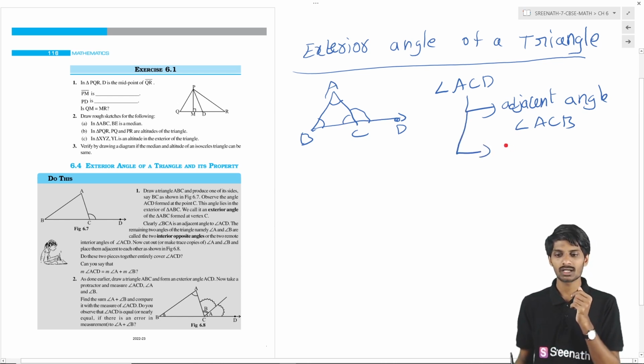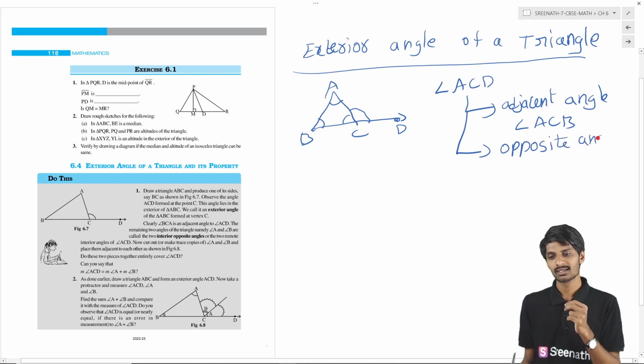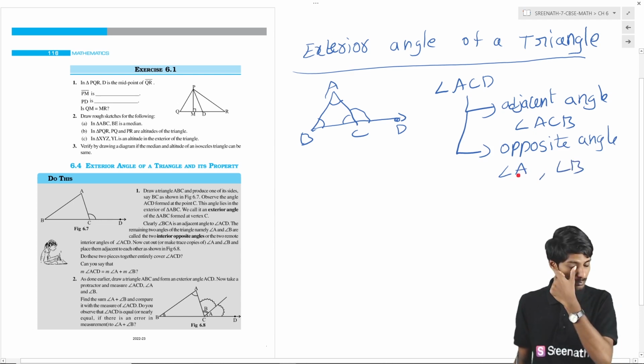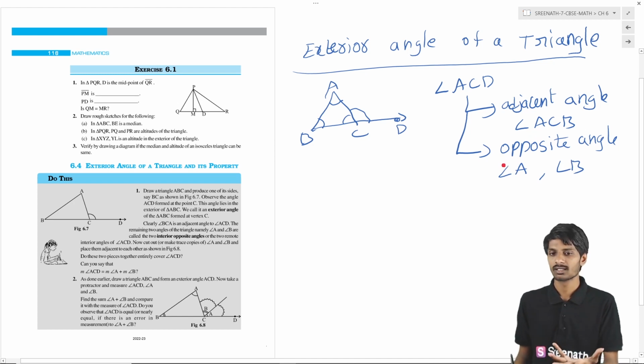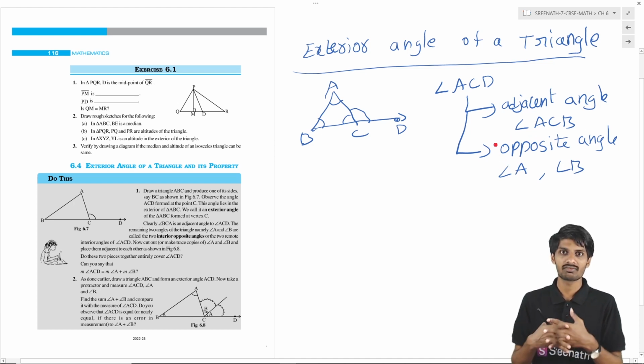And for this angle, what are the opposite angles? There are two opposite angles, students. So what are the opposite angles? The opposite angles are angle A and angle B. Why am I writing simply angle A here, and writing three letters there? We have studied this in the chapter on lines and angles, how to represent angles.